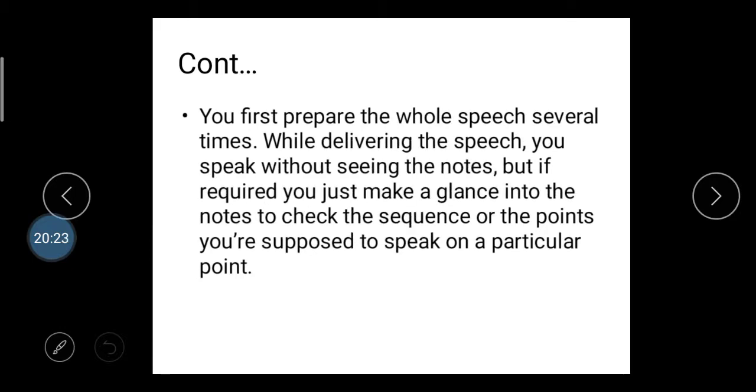First of all, you have to prepare the whole speech several times. While delivering the speech, you speak without looking at the notes. But if required, you just glance at your notes and check the sequence of points, and you speak a particular point. The main advantage is that you speak from your memory, and if you forget some point, you can look at your points. So it's a very important method. Then what are the advantages of this method?